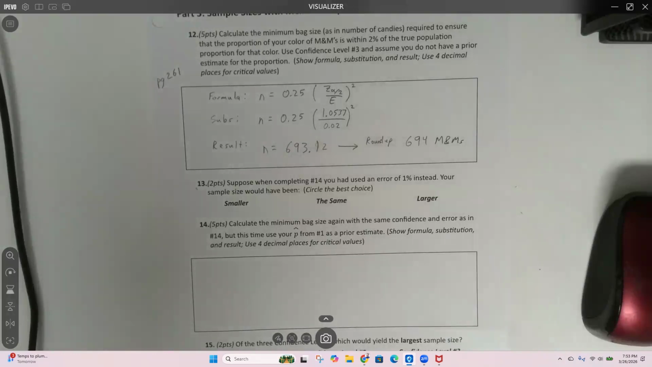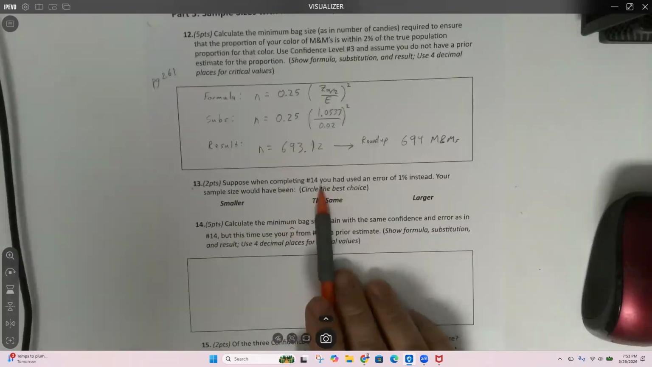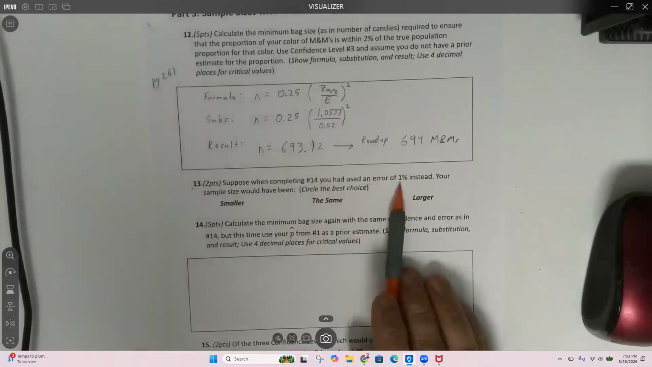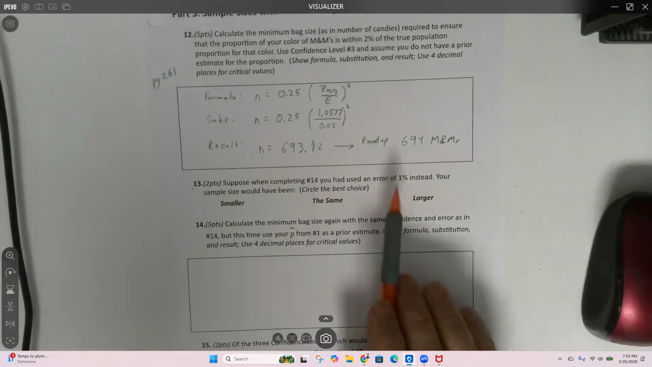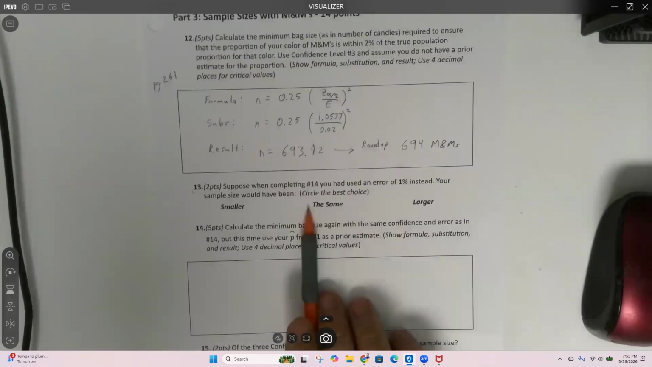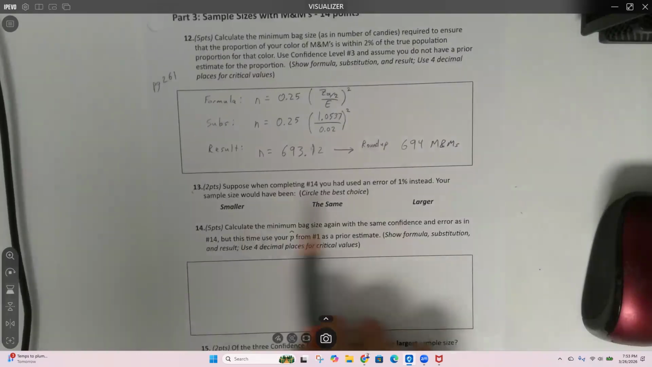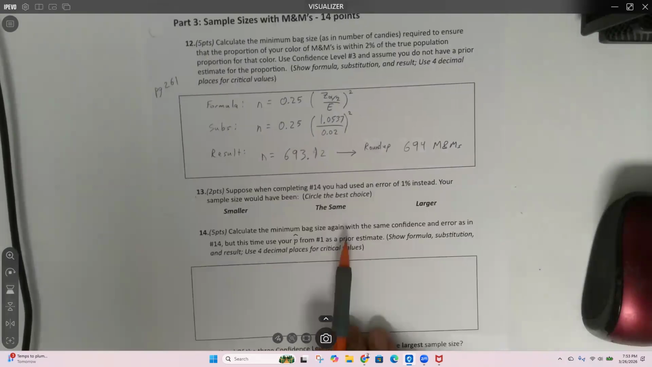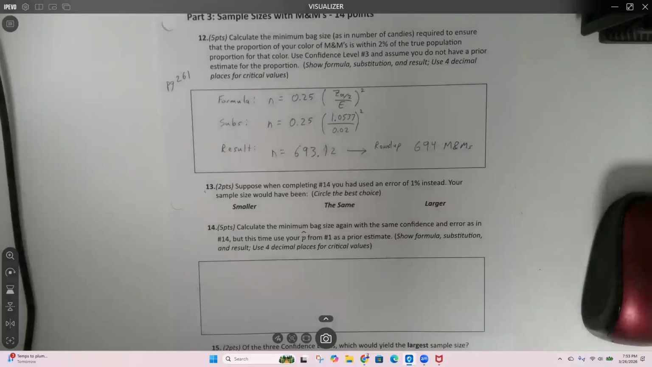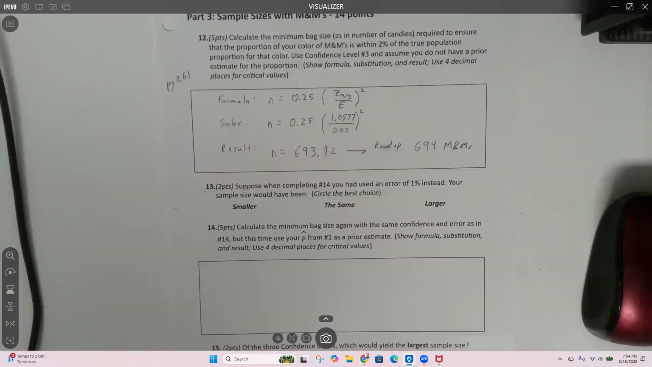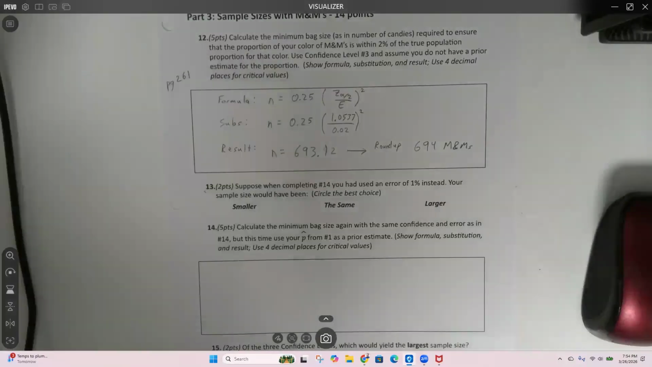All right, suppose when you were completing number 14, you had used a 1% margin of error instead of a 2%. Your sample size would have been smaller, the same, or larger. What do you guys think? You got a 1 in 3 shot. It's not test day. Take a guess, right? Yvette says larger. Mike says larger. Yeah, you guys got it.